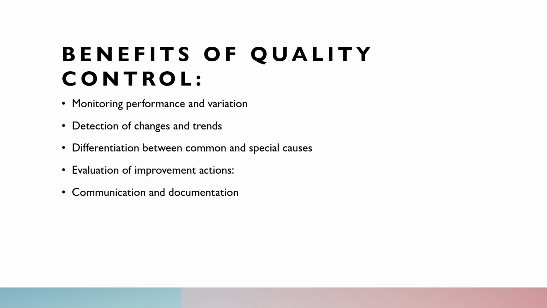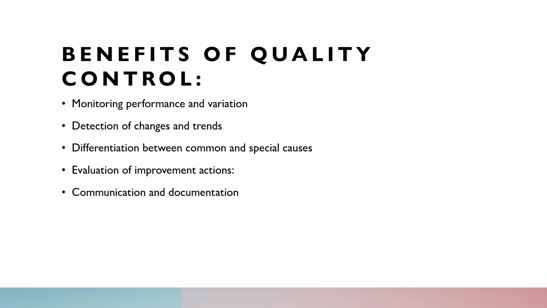Number 3. Differentiation between common and special causes. Control charts help distinguish between common causes of variation, which are inherent to the process, and special causes, which are sporadic and indicate a deviation from normal operations. This differentiation is crucial for effective problem solving.